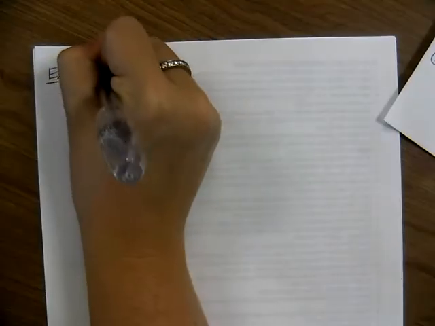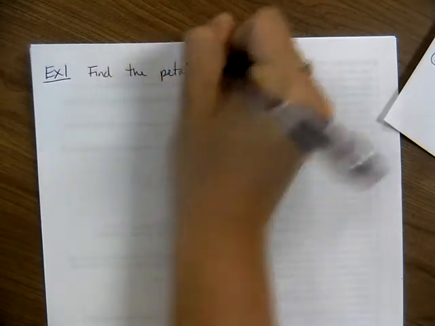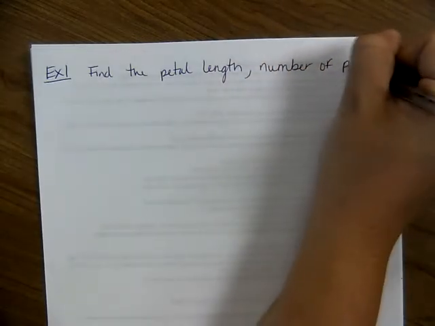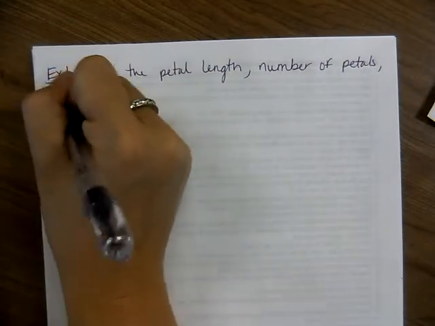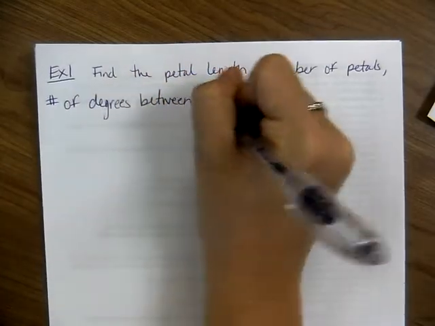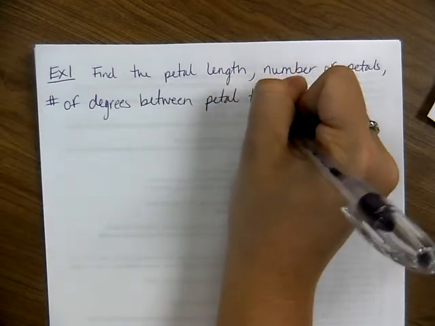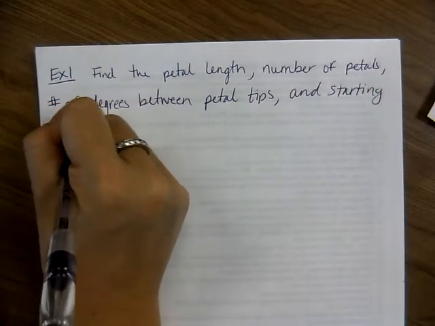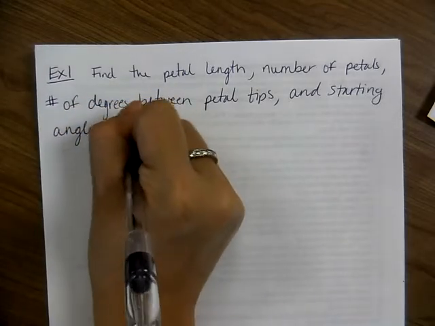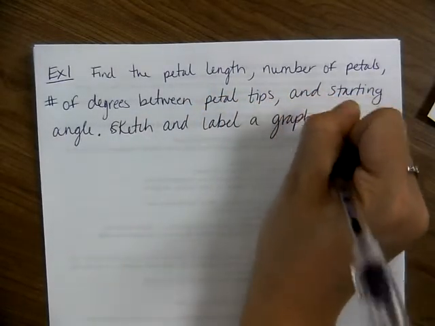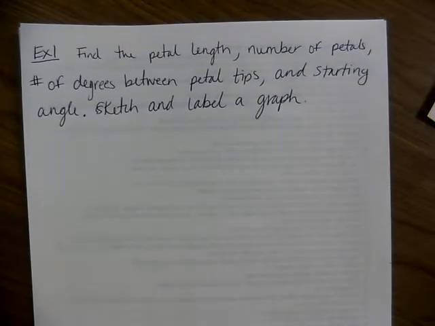Find the petal length, the number of petals, the number of degrees between each petal, or petal tips, and the starting angle. And then we're going to sketch and label a graph. We're just going to draw our graphs today in the notes, but on the quiz you'll be given the polar graphs so that they'll be a little bit neater.